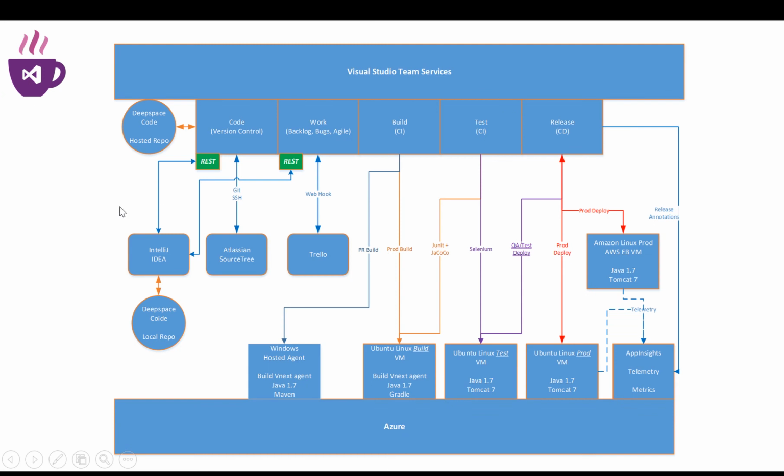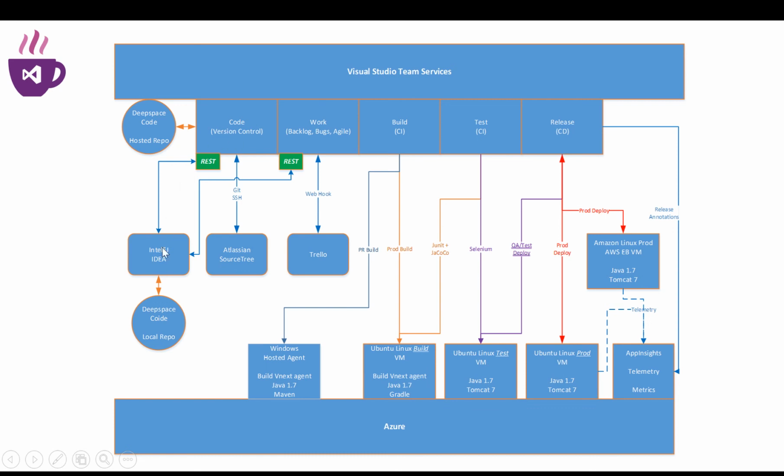that basically walks you through everything I'm showing you today. So I kind of showed you textually what it is. Now I'm going to describe it. So here's our Visual Studio Team Services. We have all these different sections we went over: code, work, build, test, and release. As part of our code, we have our hosted repository, this deep space repository here, using Git. I've shown you how to hook up to this using IntelliJ IDEA.